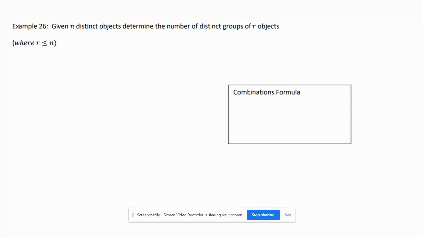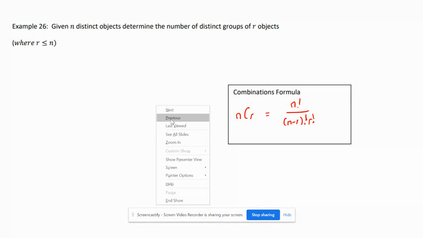So for example 26, we have n distinct objects, and we want to determine the number of distinct groups. Now in the previous lesson, we had the number of distinct permutations, or number of arrangements. So groups and arrangements, or groups and permutations, are actually different things. This is what we call our combination formula. It's nCr equals n factorial over n minus r factorial, but we have an extra r factorial over here.